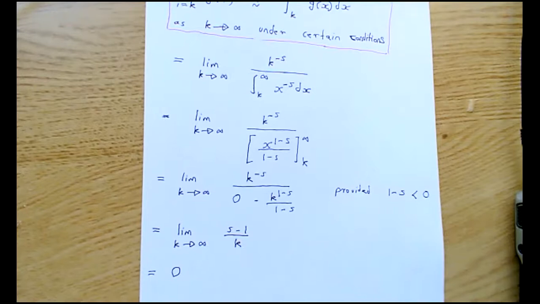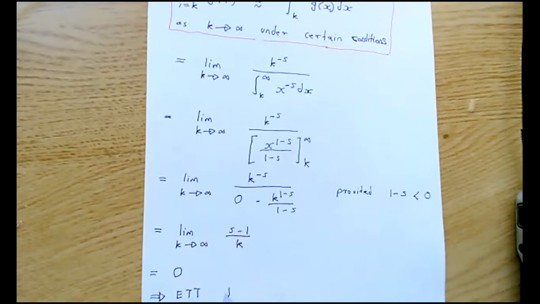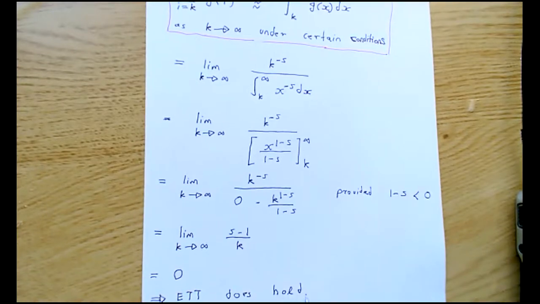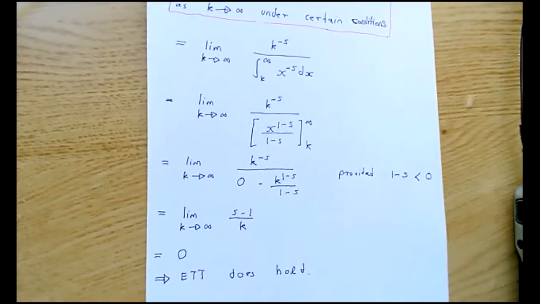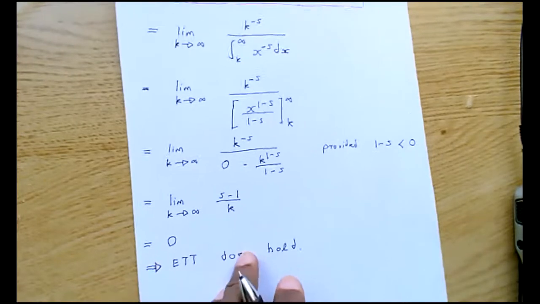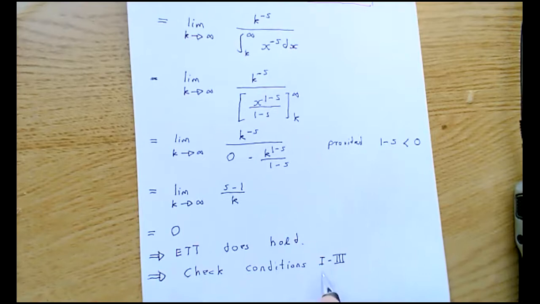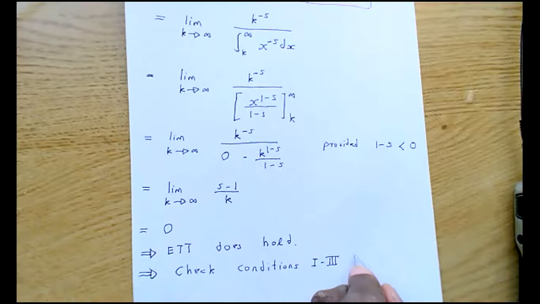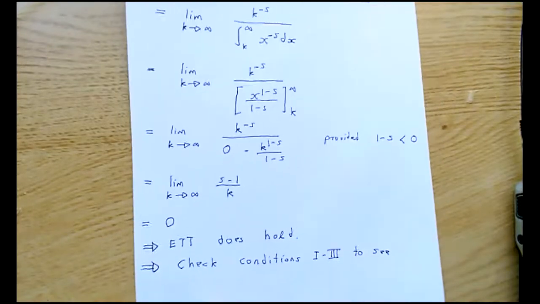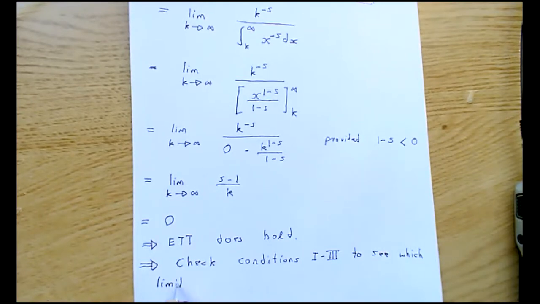So what we have shown is that the extremal types theorem does hold, right? It does hold. The question is, which of the three limits, I mean, I'm not going to ask you to do that now, and I will not ask you that in the exam either, but the question now is you need to go back and check conditions 1 to 3. You remember these conditions 1 to 3 to see which limit will be attained.